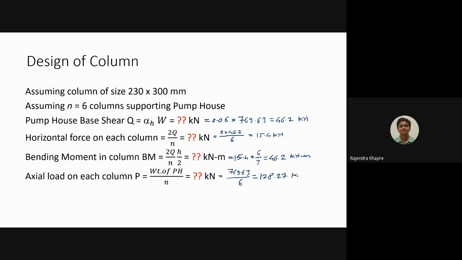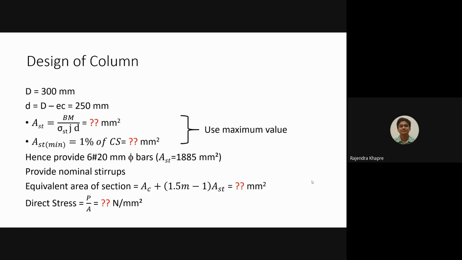128.27 kilonewton. So now basically we have to design a column, each column, which is having an axial load of 128.27 and the bending moment of 46.2. So this is a typical RCC design. I'll be a little bit fast.